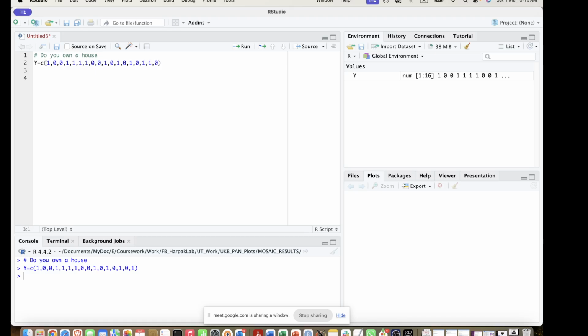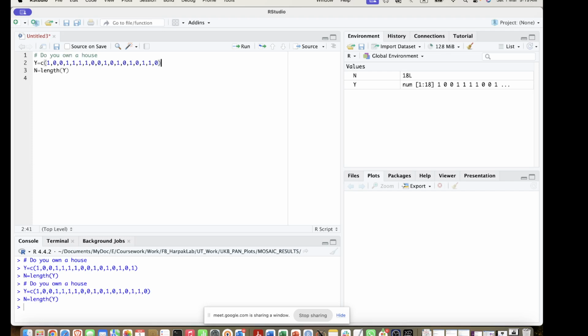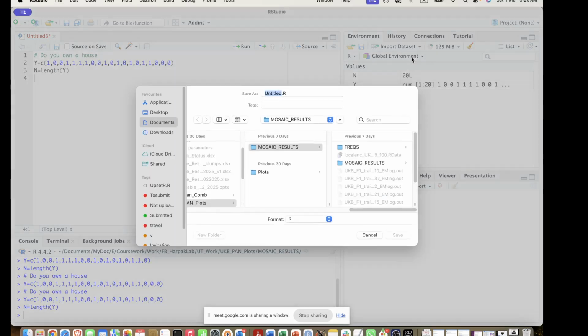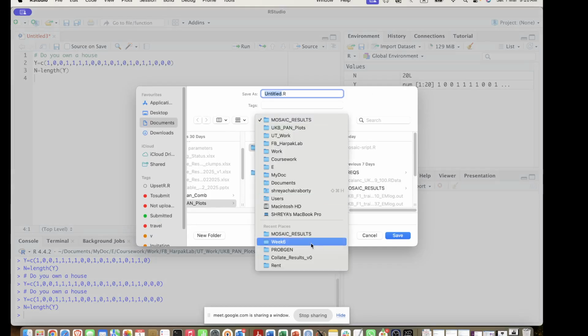So let's say capital N is 20. Oh, we have 18 only. Let's say, yeah, that should be it. So we have 20 elements, right? Let us save this as week 6.